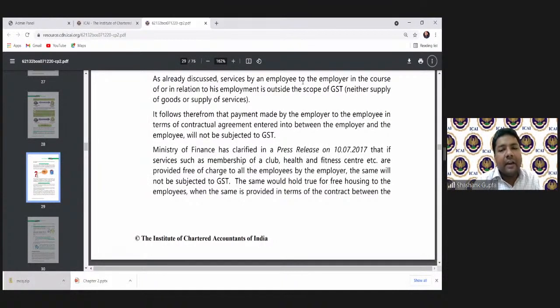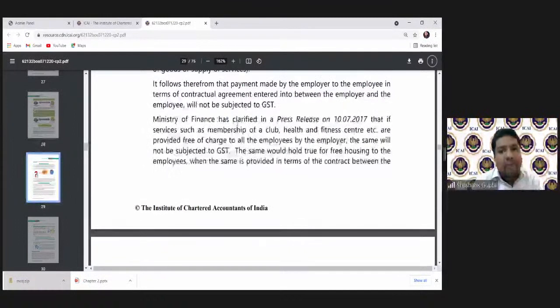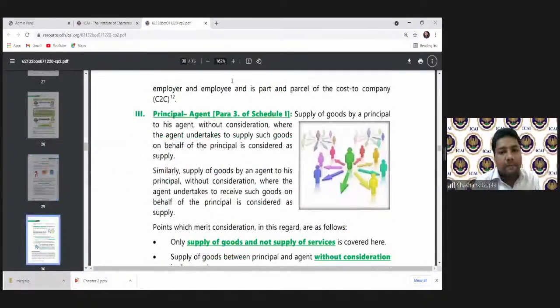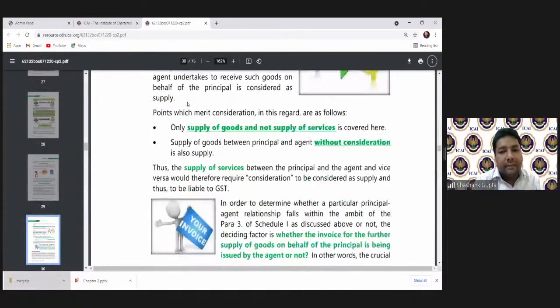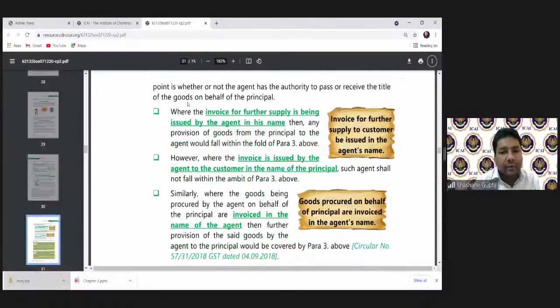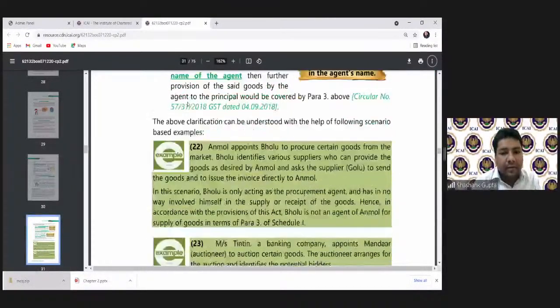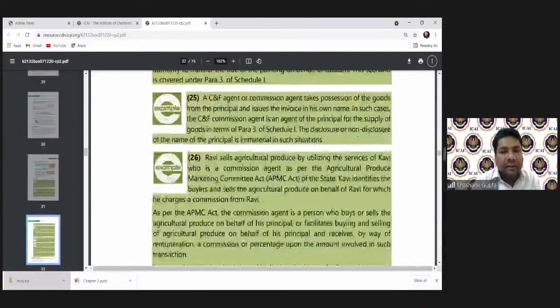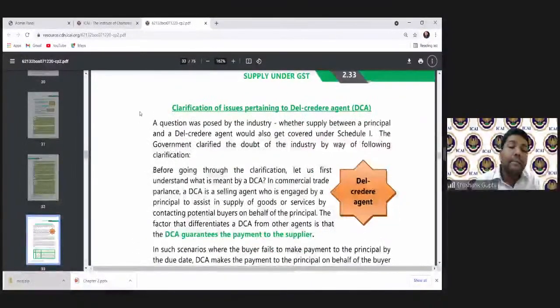Services by an employee to the employer in the course of or in relation to his employment is outside the scope of GST. It follows therefrom that payment made by the employer to the employee in terms of contractual agreement entered into between the employer and the employee will not be subjected to GST. Principal and agent also we have covered, where the agent is undertaking invoicing in the name of the principal, he has to obtain separate registration, and supply transactions between them.